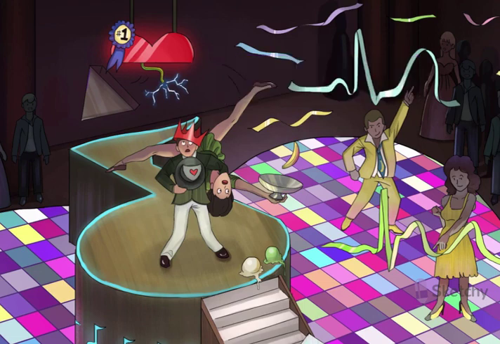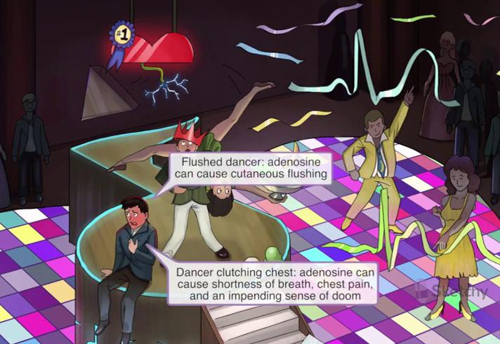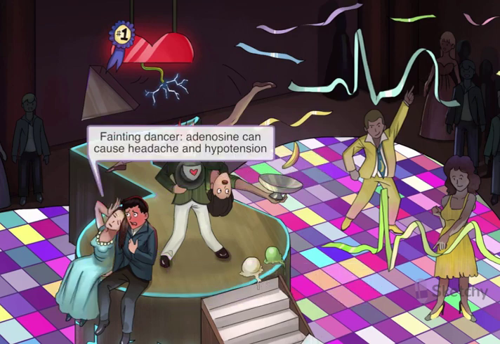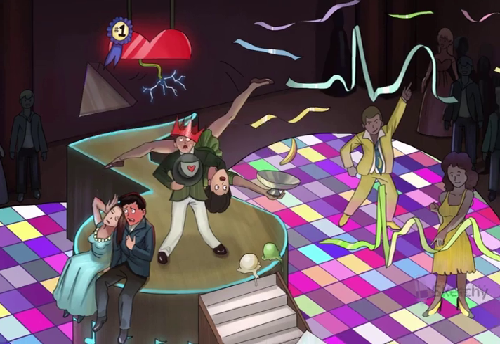And with major cardiovascular effects comes major side effects. As portrayed by this dancer here who just couldn't compete, adenosine can cause major flushing as well as shortness of breath and chest pain and even a sense of impending doom. The other adenosine side effects are shown by his equally defeated partner fainting on his shoulder, including headache and hypotension.